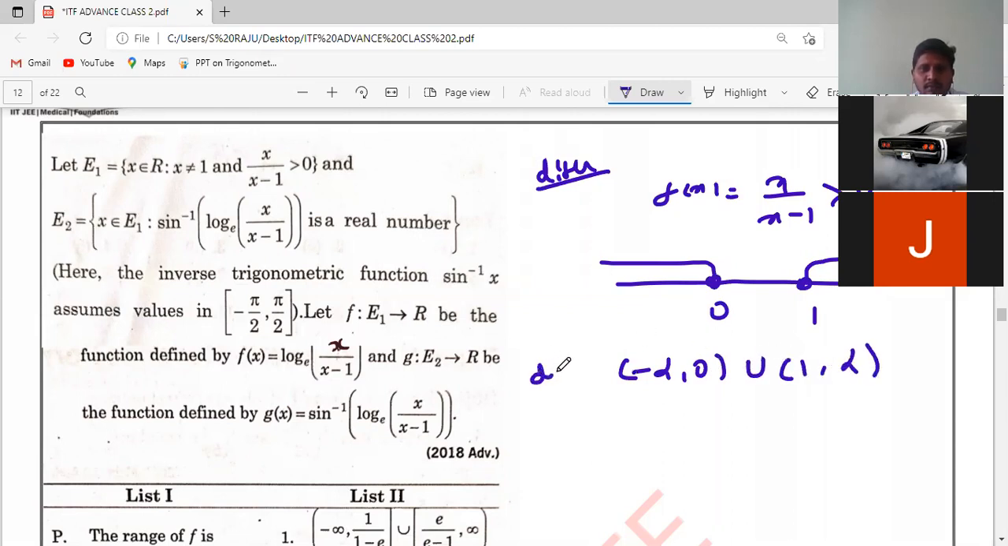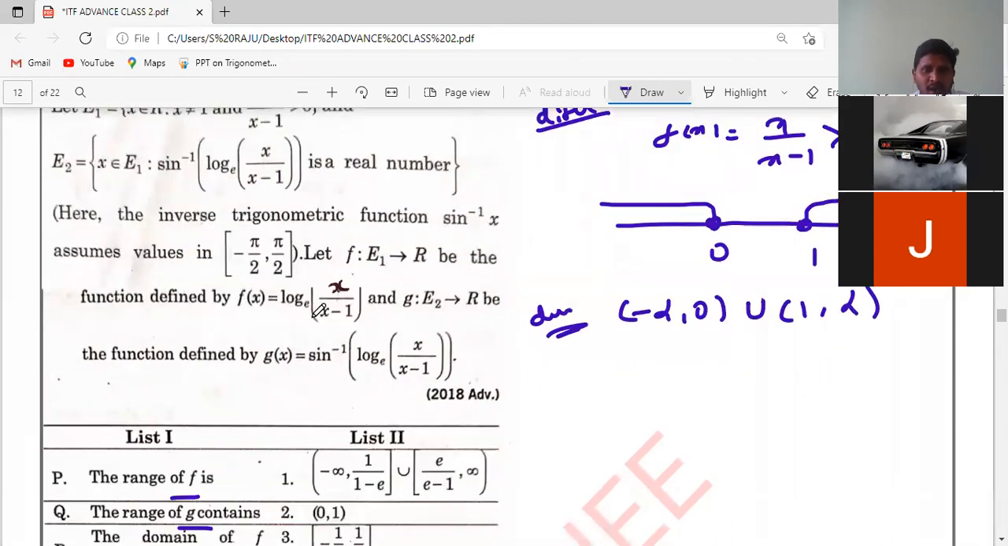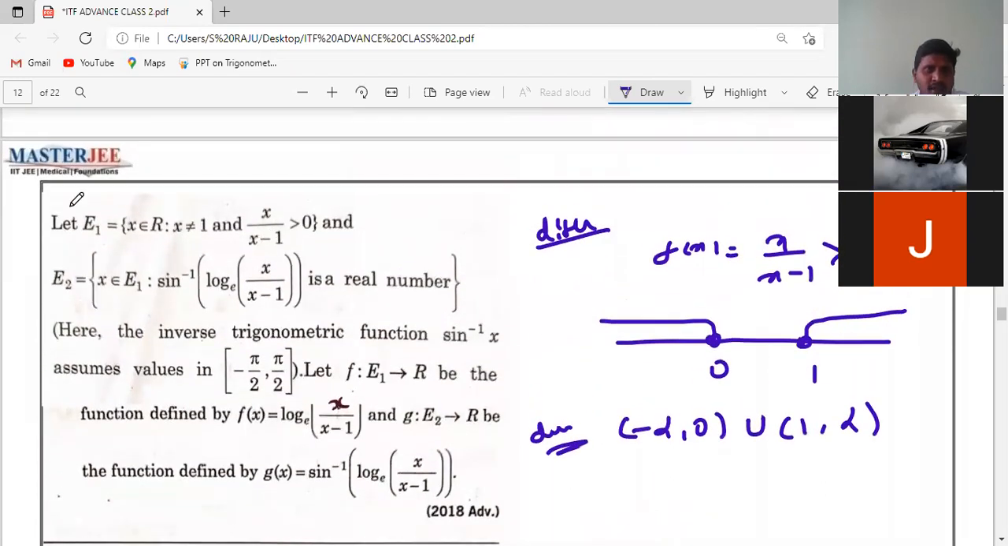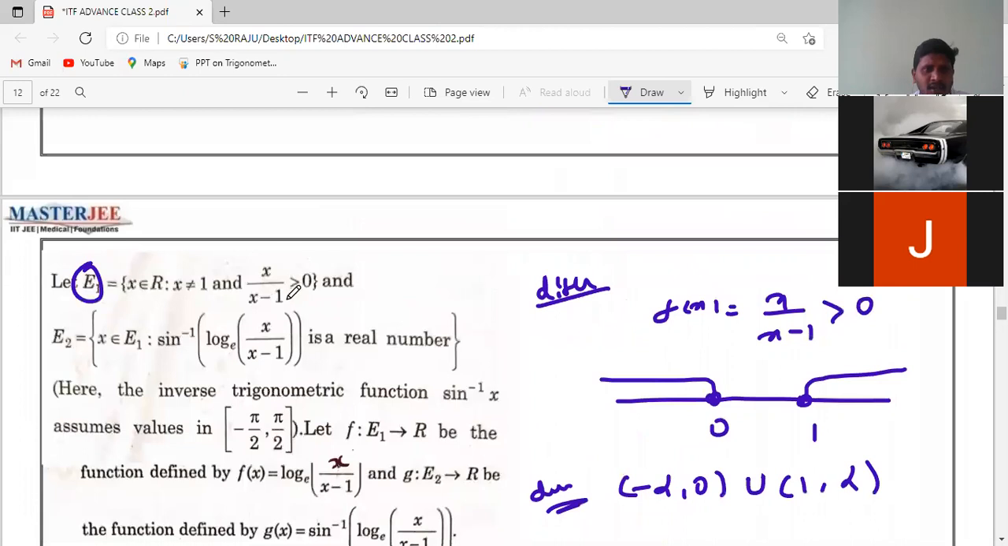This is the domain for log, but f of x will be log of this value. Okay, let us see. First, the x's exist for these values. Okay, this is the first case. And let us see the E1. E1 is given by x by x minus 1 is greater than 0.